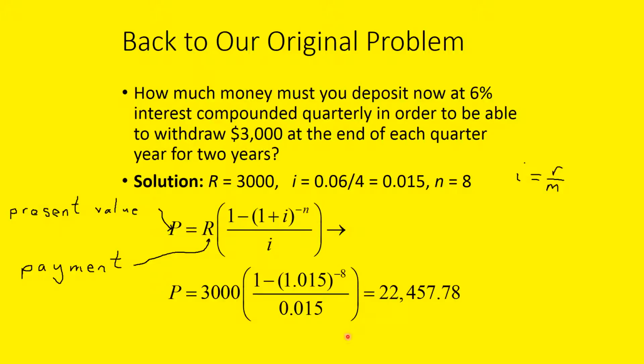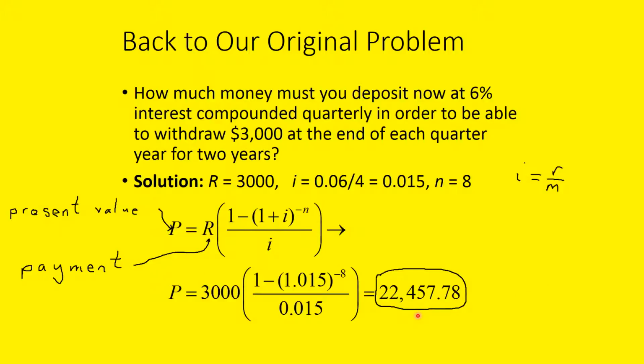But the result is 22,457.78. Now that's an interesting number. Okay, that is the answer. So we don't want to get lost here and lose the fact that this is our answer to the problem. How much money must you deposit now at that rate for that compounding period in order to produce that result, $3,000 withdrawals? You have to deposit $22,457.78.